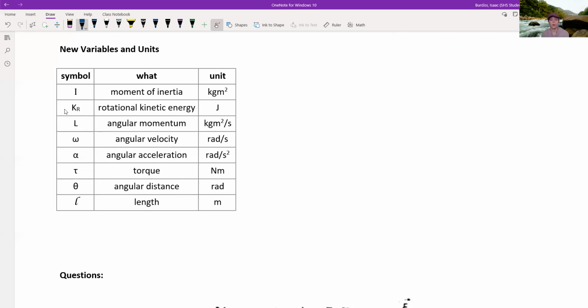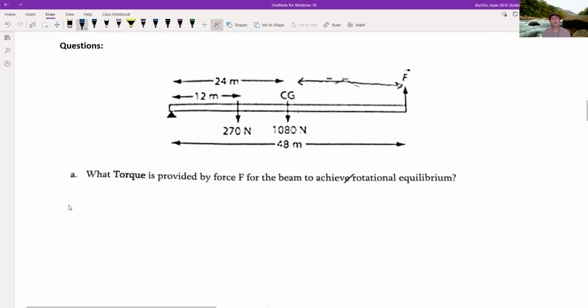W, or omega, is angular velocity, which is radians per second. The Greek alpha is the angular acceleration, which is radians per second squared. And then the tau, or the T looking thing, is torque, which is in Newton meters. And then the theta is the angular distance or displacement, which is in radians. And then L, well, we kind of already know what that is. That's the length. So now let's look at some questions where we use this.